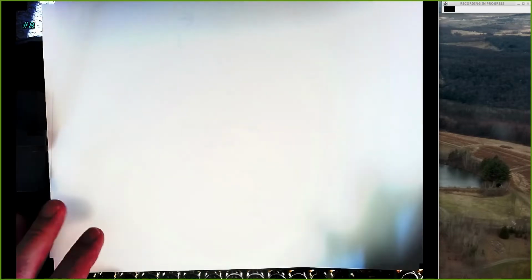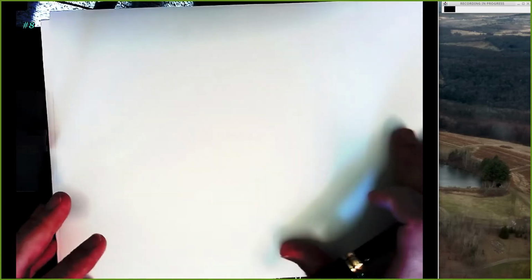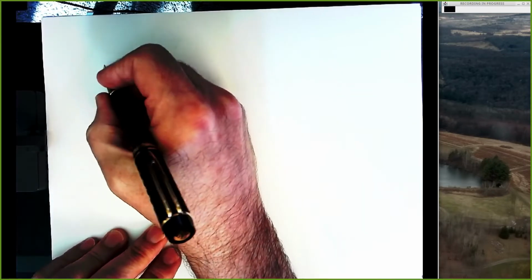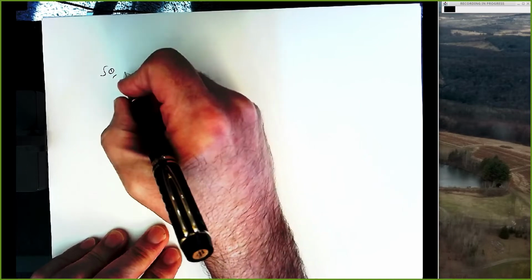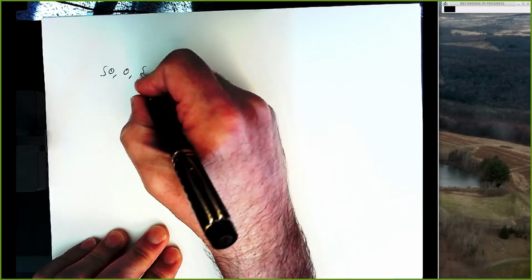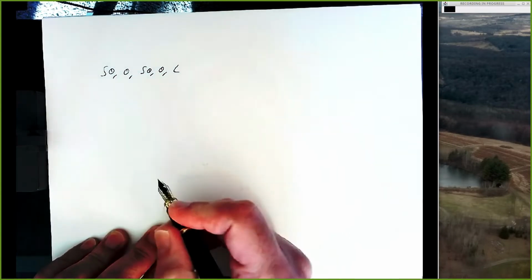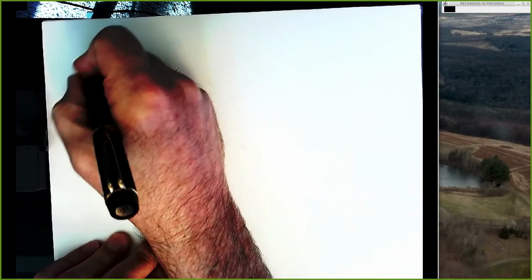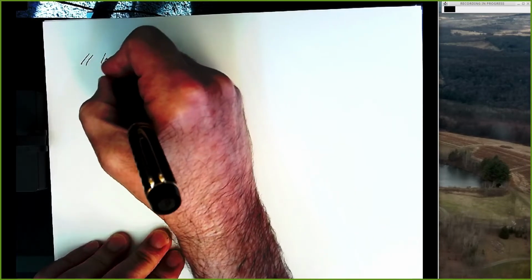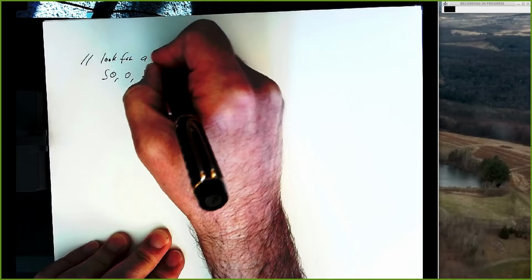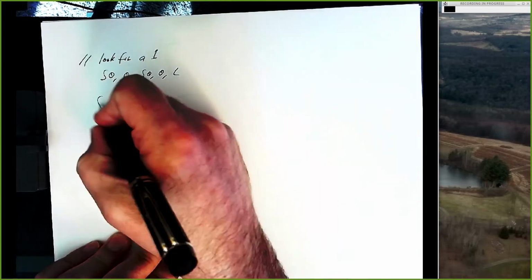And so yes, question 8. How could we code that? Start in the state S0, and if there's a 0, we'll stay in state S0, write a 0, and go left. And so my comment here is, you know, look for a 1.